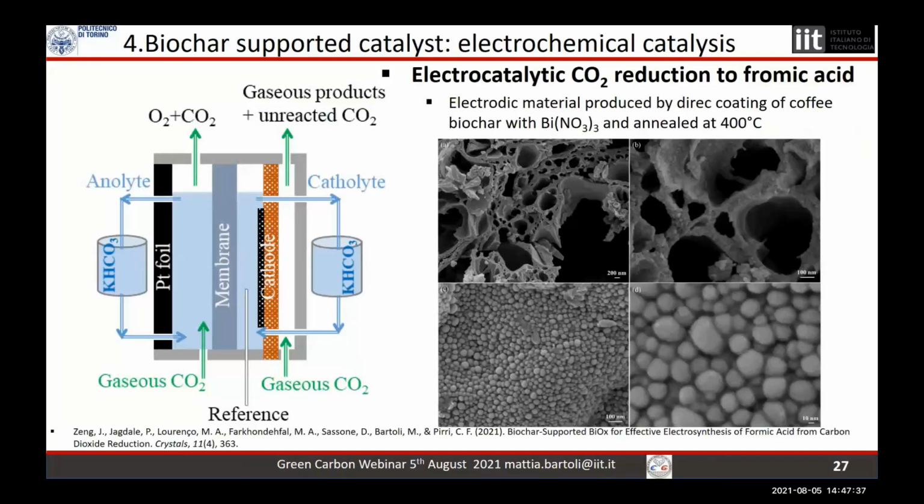We tested it for the electrochemical reduction of CO2. In this study, we start with the modification of biochar by decorating the surface of coffee-derived biochar using bismuth nitrate. After an annealing at 400 degrees to completely oxidize the surface, we obtain the material that you can see on the right in this slide. And we test them in a flow cell that you can see on the left.